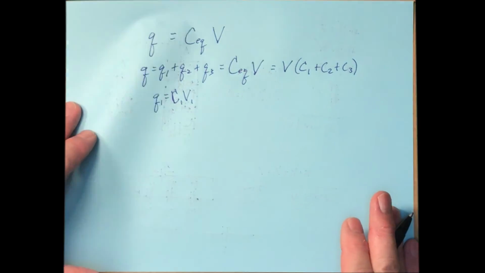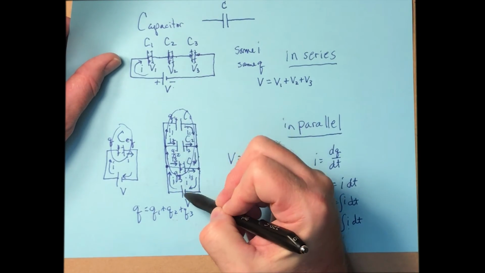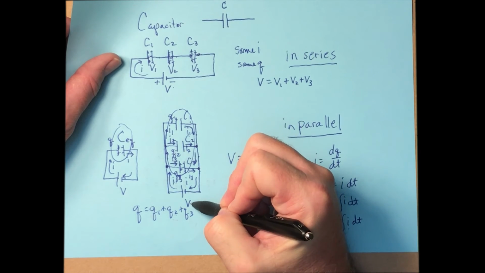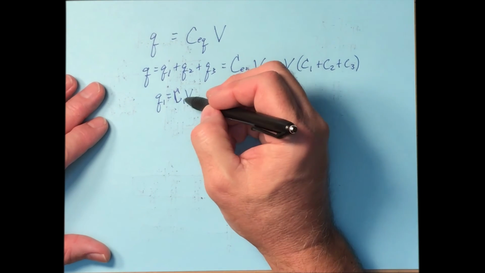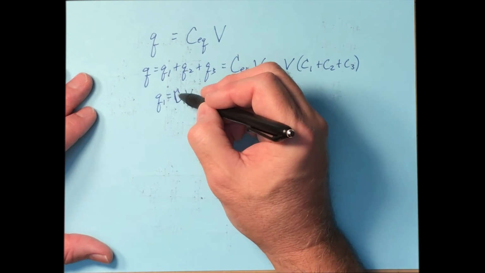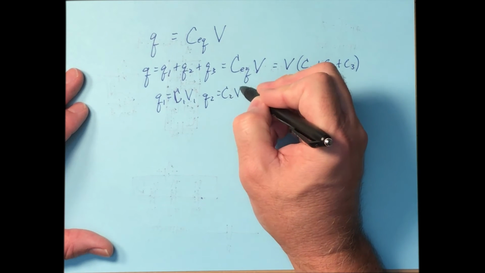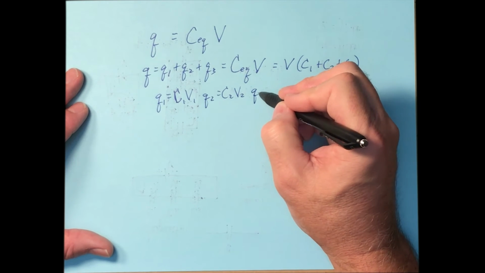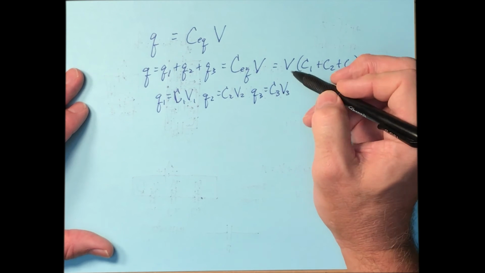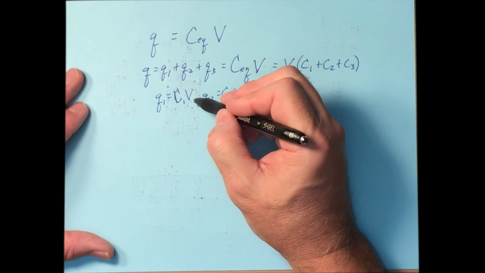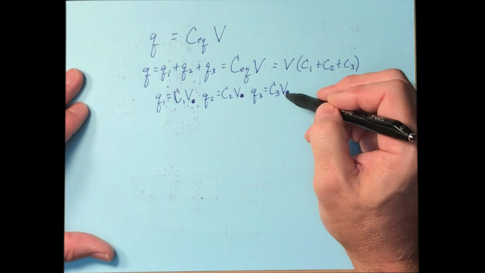That applies to all capacitors. So for capacitor 1, back over here, Q1 is equal to C1 times V. The V is the same across all of them. So Q1 equals C1 V1, and Q2 equals C2 V2, and Q3 equals C3 V3. But remember, the V's are all the same. So those subscripts on the V's might as well not even be there because they're the same.